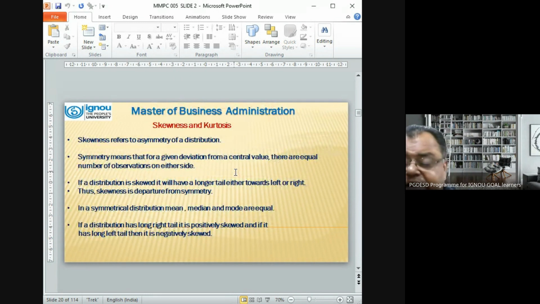Because it is quantitative analysis, we have to remember some formulas and some concepts. Now comes skewness and kurtosis.